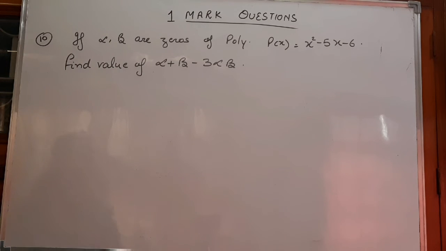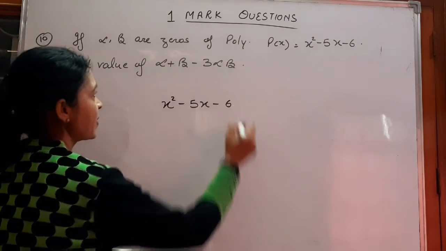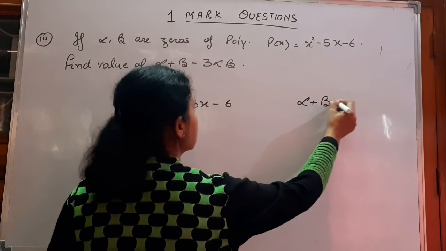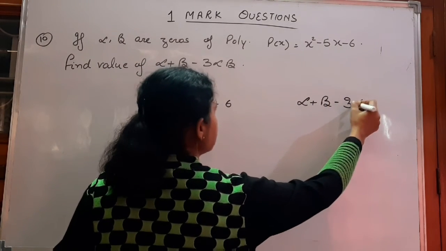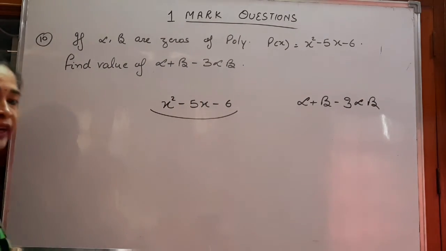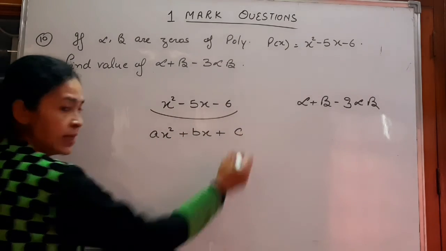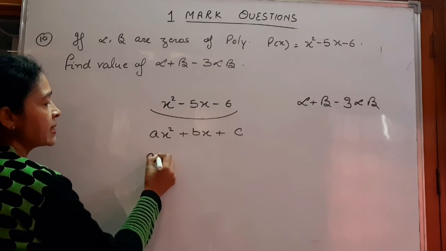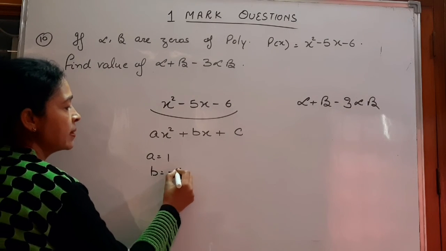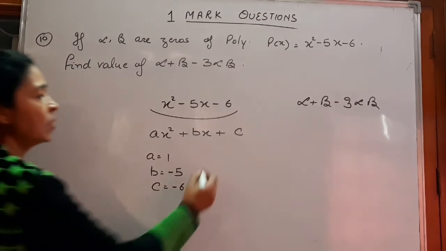If alpha and beta are the zeros of a polynomial, and the polynomial is given x square minus 5x minus 6, we have to find the value of alpha plus beta minus 3 times alpha beta. Bachche, what is the general form of a quadratic polynomial? ax square plus bx plus c. What is a in this case? Coefficient of x square is 1. Coefficient of x is -5 and c is -6.